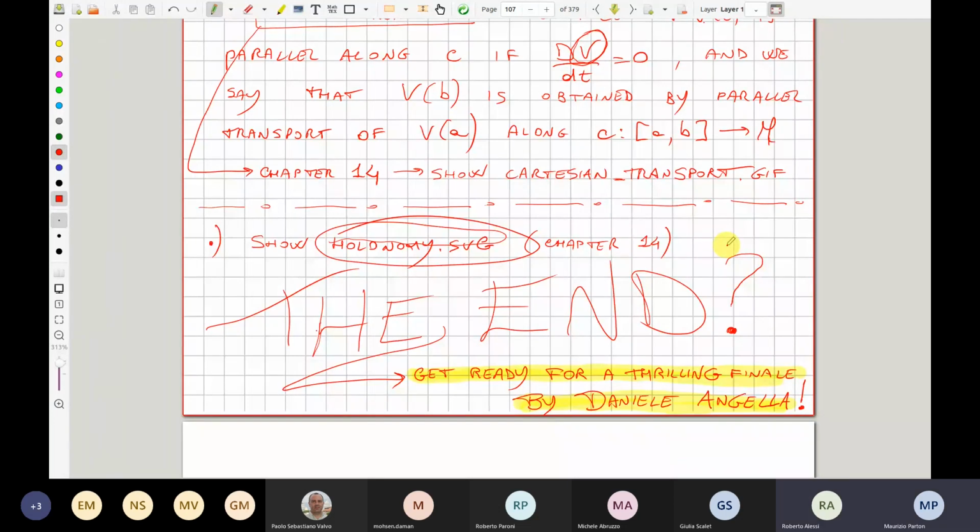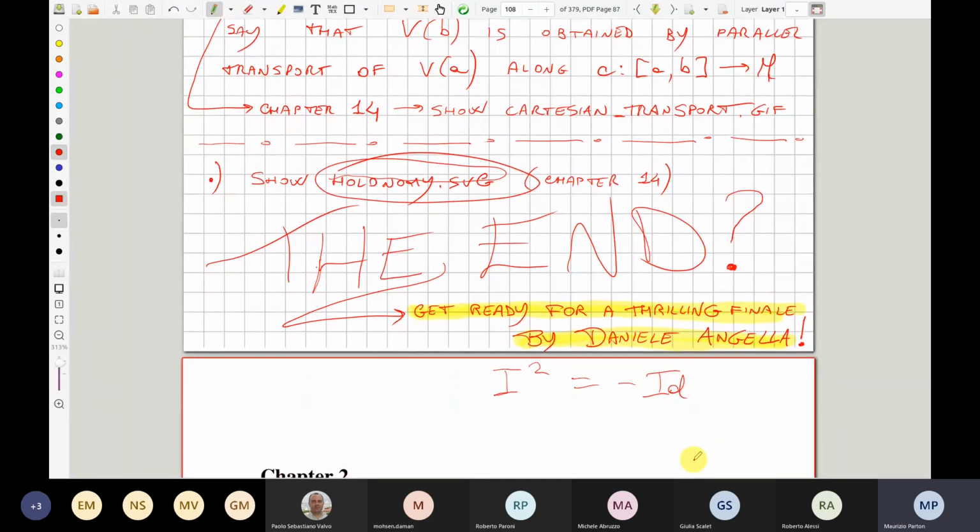You just change direction. So I would just synthesize the complex structure just as an operator, an endomorphism, which squares to minus the identity. Okay? Well, welcome to the realm of complex structures.